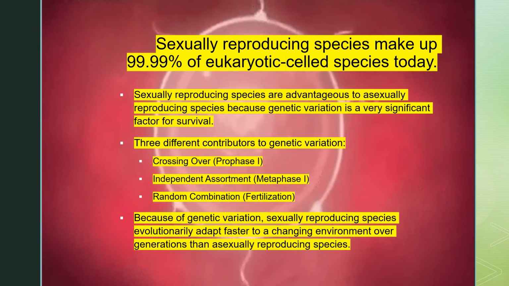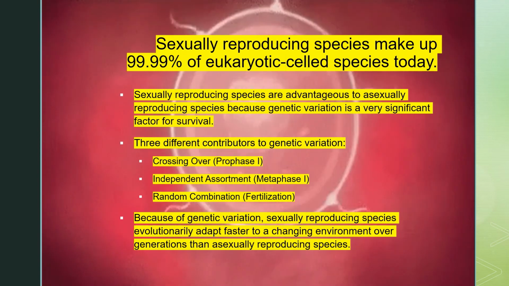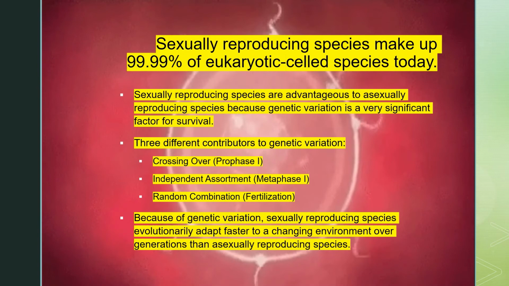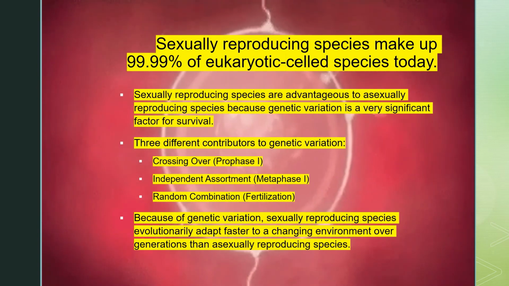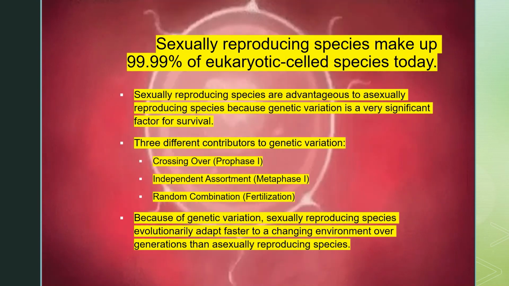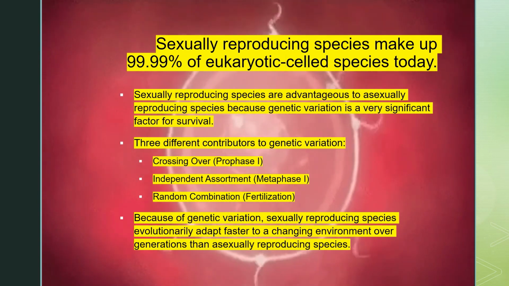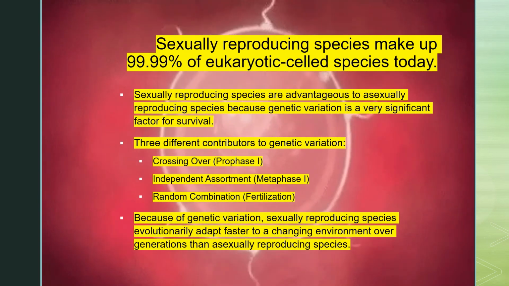Now, because of genetic variation, sexually reproducing species evolutionarily adapt faster to a changing environment over generations than asexually reproducing species. So again, we will get into more detail as to the specifics of how genetic variation makes this possible. But until then, I hope you enjoy the video.